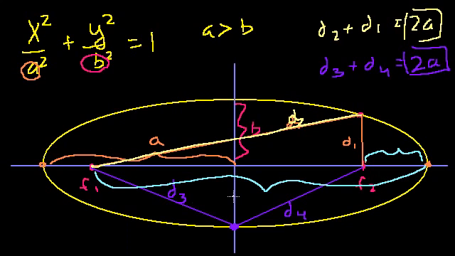So let's figure out how to do that. One thing to realize is that these 2 focus points are symmetric around the origin. So whatever distance this is right here is going to be the same as this distance right there, right? Because these 2 points are symmetric around the origin.